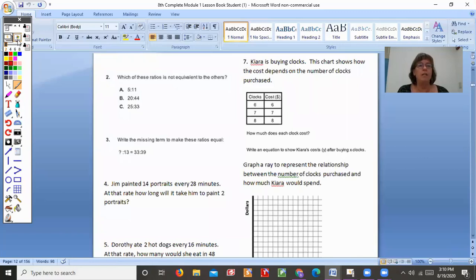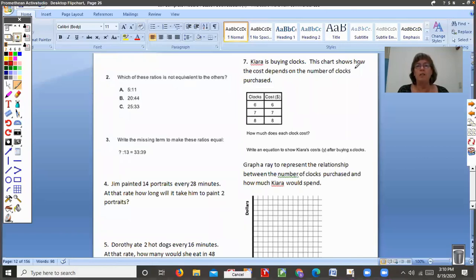We'll do that one. And it says that Kiara is buying clocks. This chart shows how the cost depends on the number of clocks purchased. When she buys 6, she pays $6. When she buys 7, she pays $7. When she buys 8, she pays $8. How much does each clock cost?